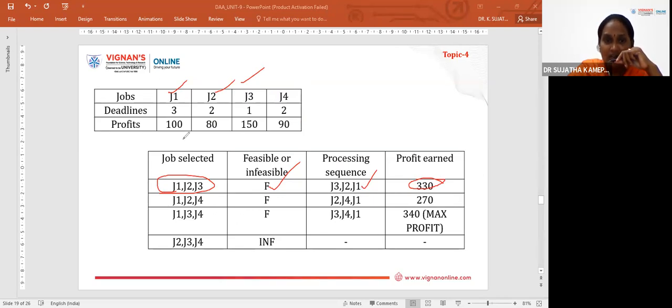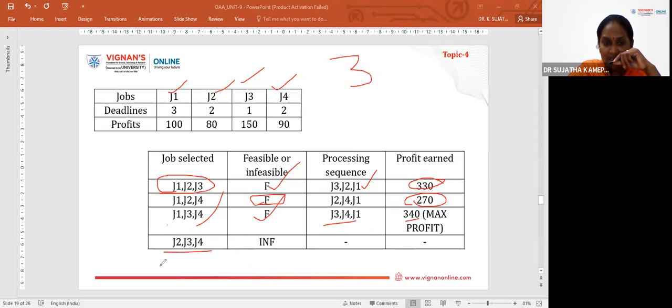Now if I select J1, J2, J4, it is also a feasible solution, and we can earn a profit of 270. If I select J1, J3, J4, this is also a feasible solution. Here I can earn a profit of 340. So if I select J2, J3, J4, another alternative. Since I can select a maximum of 3 jobs, here I am taking 3 combinations.